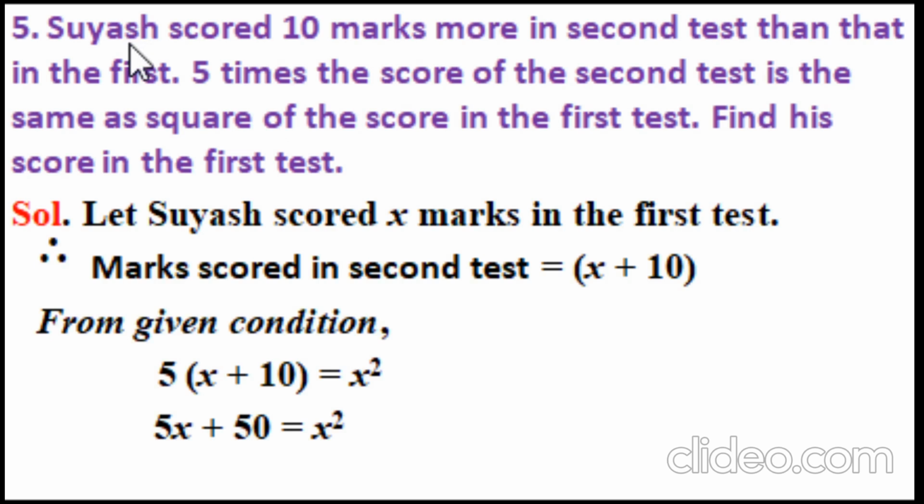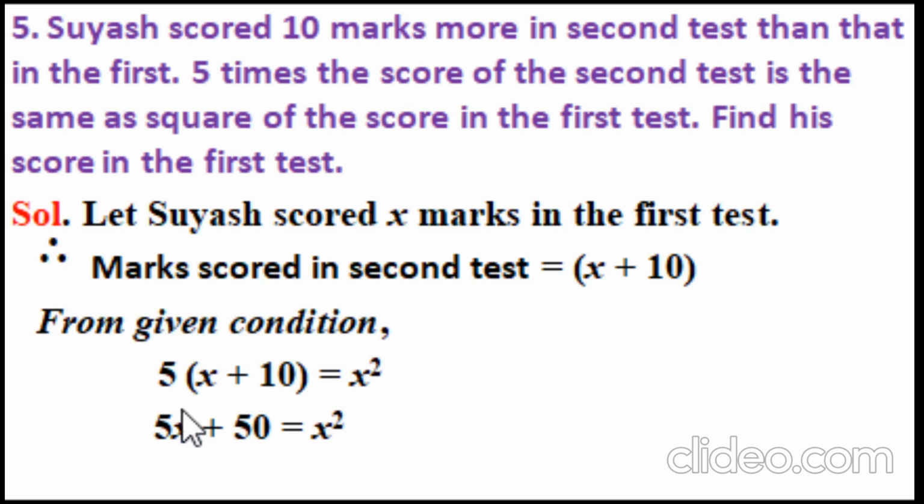Suyash scored 10 marks more in second test than in the first. 5 times the score of the second test is the same as square of the score in the first test. So this is the condition given. Find his score in the first test. So let Suyash's score in the first test be x. So marks scored in second test are x plus 10.